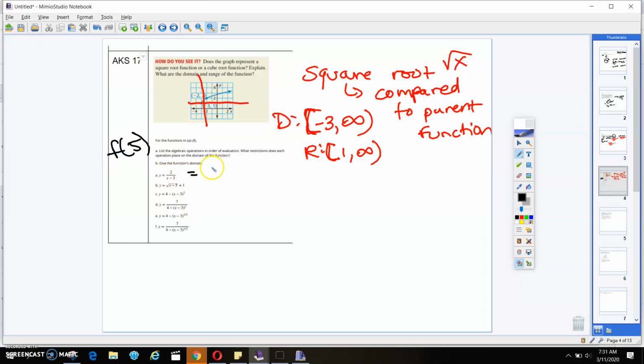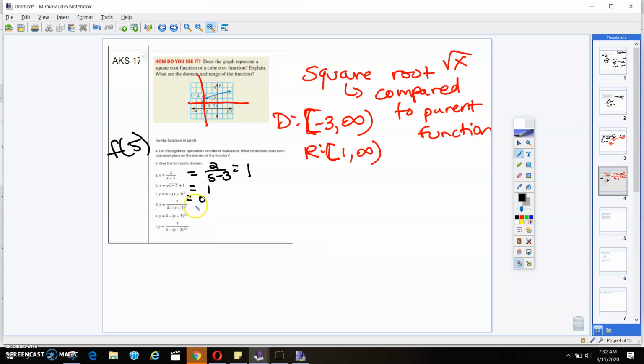So for A, if I plug in 5, I'm going to get 2 divided by 5 minus 3. So that's 2 divided by 2, which is 1. If I plug it into the second equation, 5 minus 5 is 0. Square root of 0 is 0. 0 plus 1 is 1. Plug in 5 right here. 5 minus 3 is 2. 2 squared is 4. 4 minus 4 is 0. D.